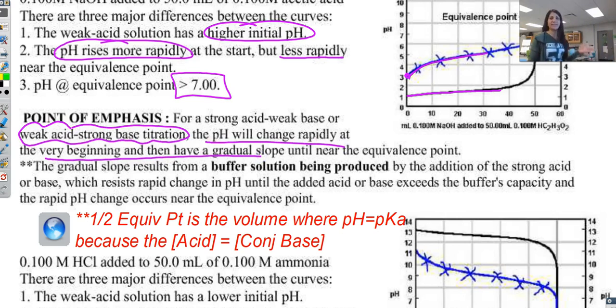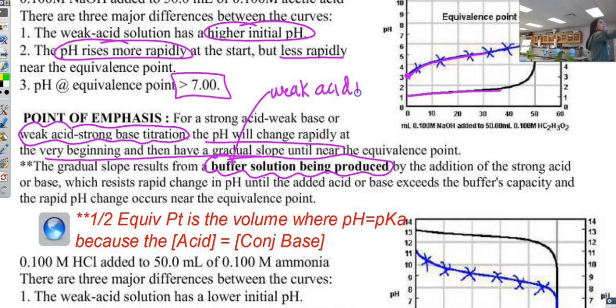Now, the other thing to really keep in mind is that gradual slope, why does it happen? Well, it happens because you've actually created a buffer solution. What is a buffer? Well, a buffer can be defined either as a weak acid and its conjugate base or its salt, or a weak base and its conjugate acid. So what we have is a weak acid and its conjugate base. So if you have your weak acid, as soon as you start reacting it, the conjugate base starts forming, okay? And so that's basically acting as a buffer.